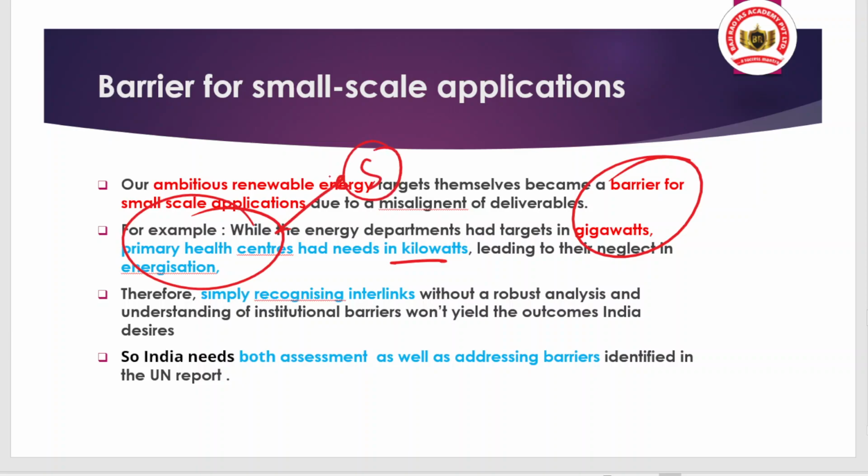And if there is neglect, that means synergy has not been established. So simply recognizing that there are interlinks between the SDG goals, without a robust analysis and understanding of the institutional barriers, means the goal achievement will not happen in the coming years. So India needs both assessment as well as addressing of the barriers identified in the UN report.